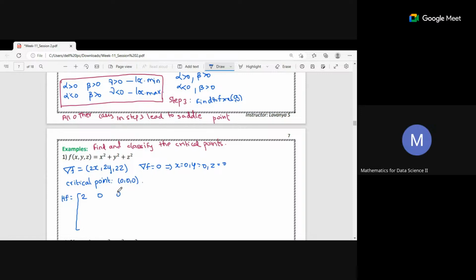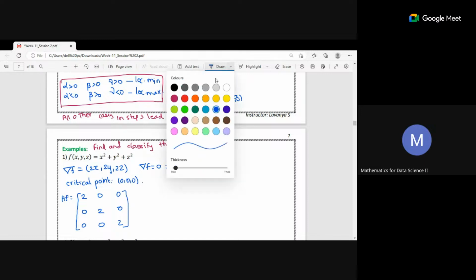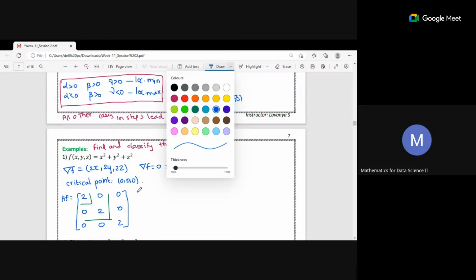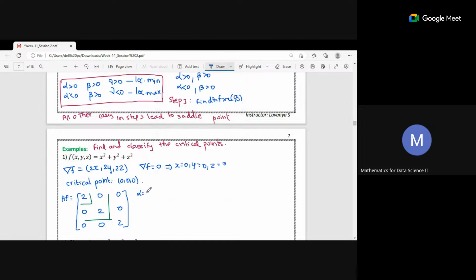Fxz is also 0. And fxz here is 0. This is 0, 0, 0, 0, 2. Is this fine, the matrix? Okay. So now you remember you have to consider three things. What is your alpha? That is the determinant of HF at (0, 0, 0), which is 8, positive and non-zero, so we can go to step 2.